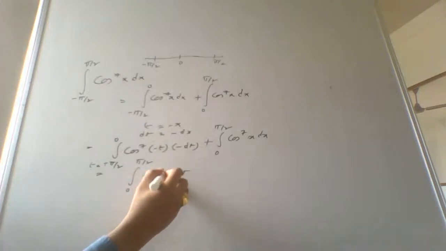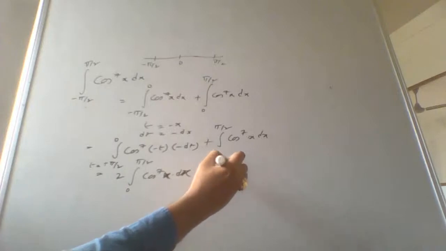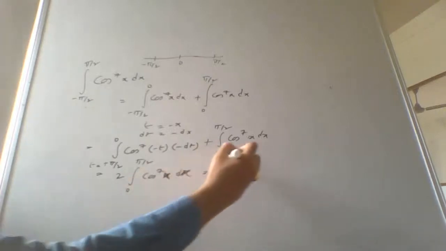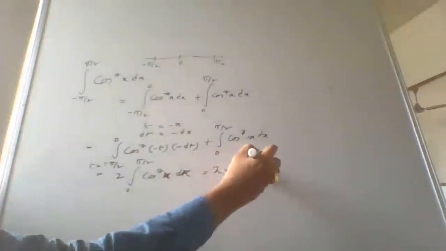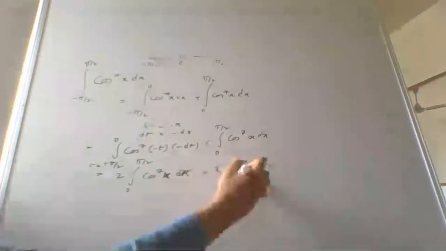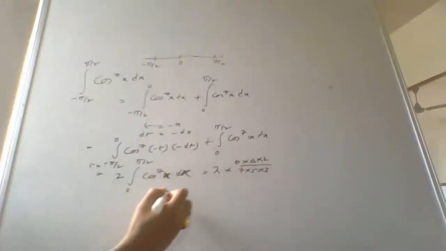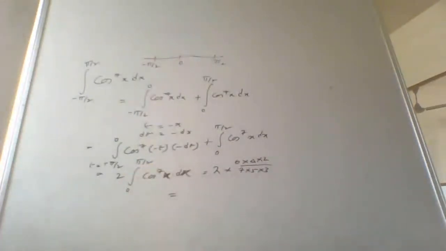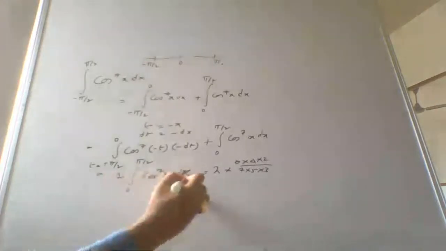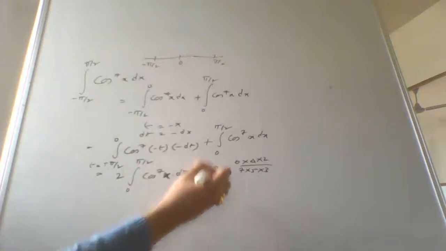So I can change the variable to x, right? So this is 2 times the integral, and the solution for this is to multiply by 6 into 4 into 2 divided by 7 into 5 into 3. This would result in 32 by 35. That is the solution for this.